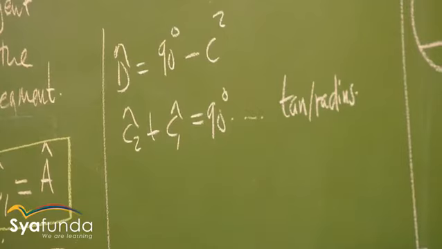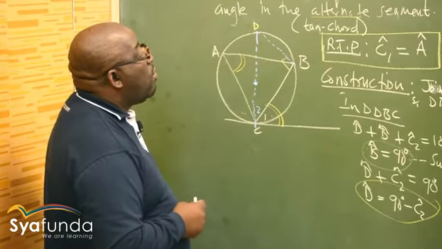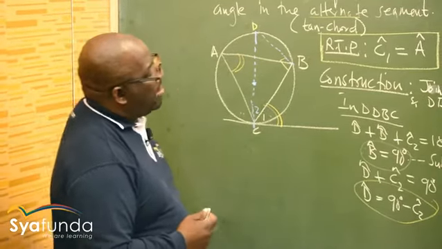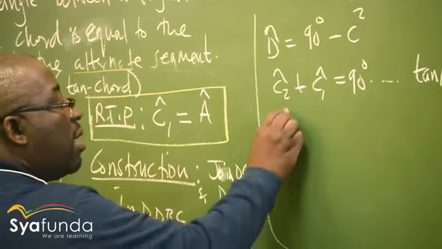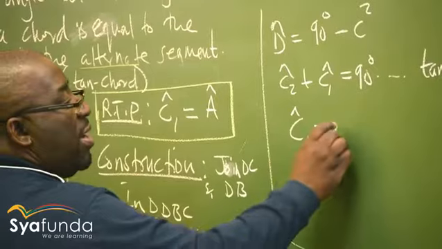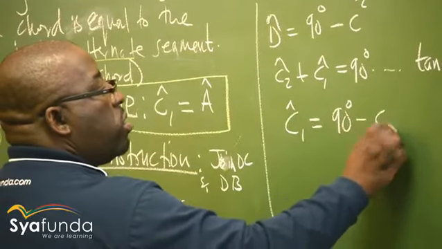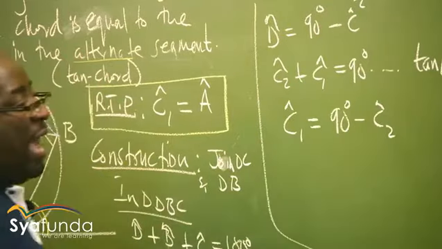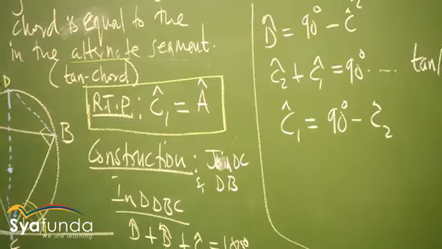Tan radius. C1 plus C2 is equal to 90 degrees. All right, let's look at C1, for example. What is C1 going to be? If we want to make C1 the subject, C1 will then be equal to 90 degrees minus C2. Right, C1 is equal to 90 degrees minus C2.